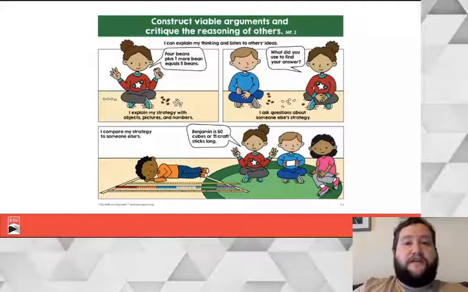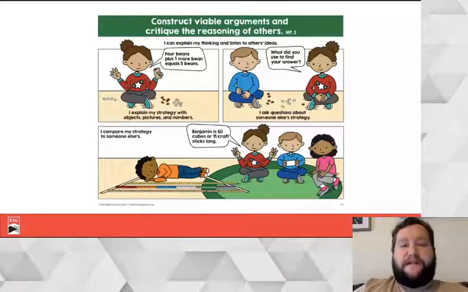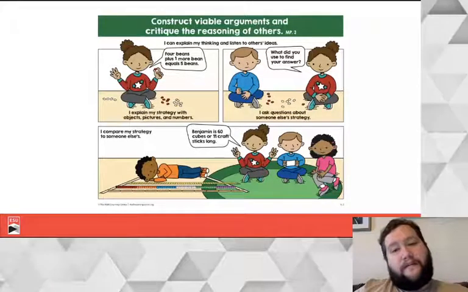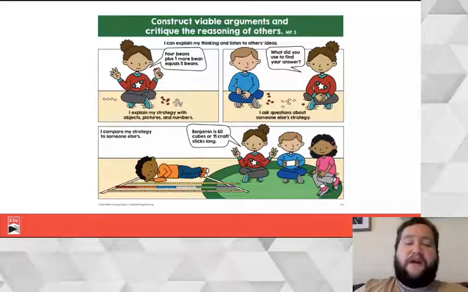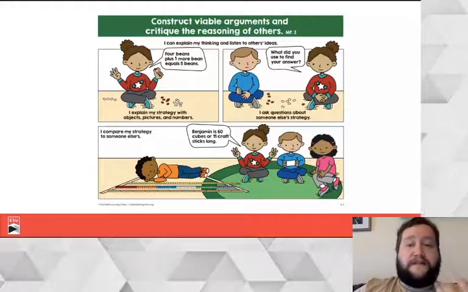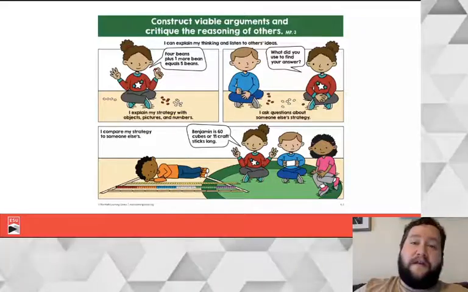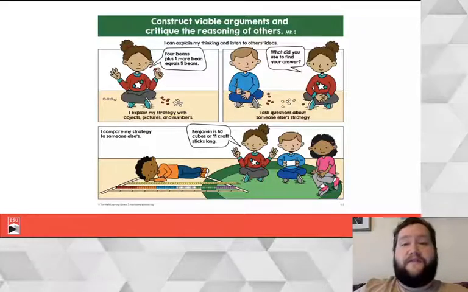Another is constructing viable arguments and critiquing the reasoning of others. So it's important that we're able to explain what it is that we think about in mathematics. And it's also important that we can compare our strategy to someone else's. We can figure out if they're different, why they're different. Because maybe that doesn't mean that one of us is correct and the other is incorrect, but rather just that they're different.